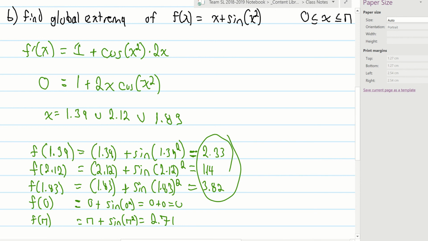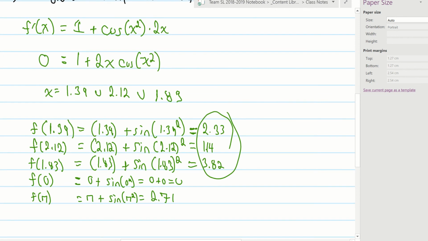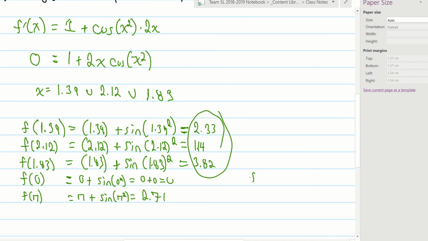Okay, and now make your claims. Which one's the maximum, which one's the min? So looks like my lowest y value is 0. So I have f of 0, which equals 0. This is my minimum, my absolute minimum. And then what's my highest point? F of 1.83, which is topping out at 3.82. So there is my max. There we go.